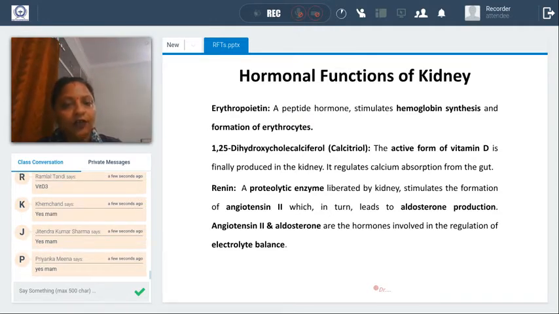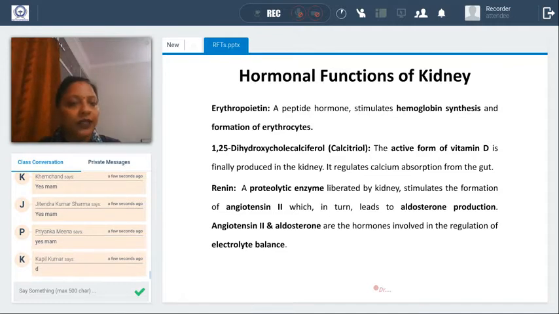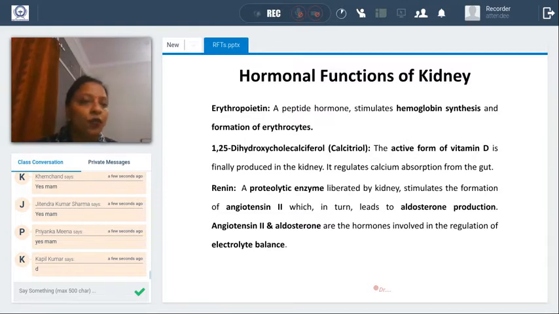1,25 dihydroxycholecalciferol, that is calcitriol, the active form of vitamin D, is finally produced in the kidney. You all know about the metabolism of vitamin D. It regulates calcium absorption from the gut. Next hormone is renin, a proteolytic enzyme liberated by kidney, which stimulates the formation of angiotensin 2, which in turn leads to aldosterone production. Angiotensin 2 and aldosterone are the hormones involved in the regulation of electrolyte balance.